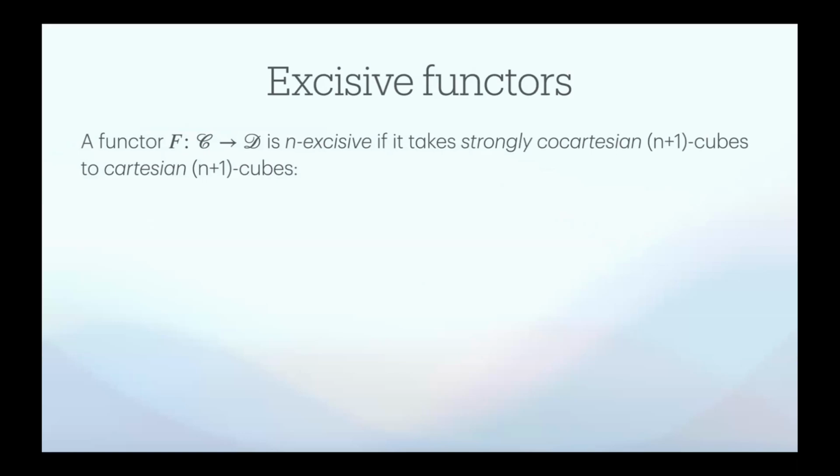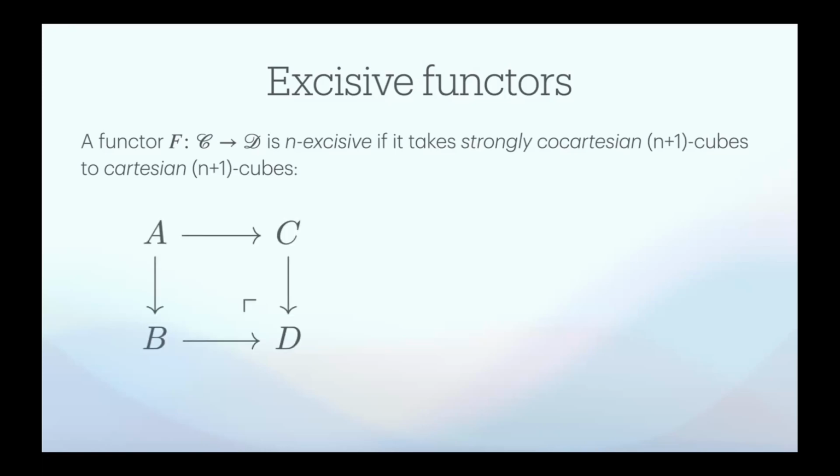In order to make sense of this, we first need a notion of what a degree n polynomial is in our setting. In our setting, it's what was originally called n-excisive. It's a functor that takes strongly co-Cartesian n plus 1 cubes to Cartesian n plus 1 cubes. I will define what this means by means of an example.